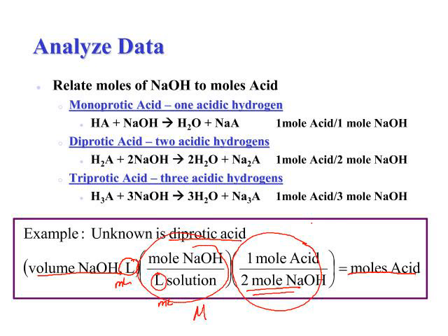More likely, though, you will be using the MaVa equals MbVb calculation, which you can also do with the di and triprotic acids. You just need to make sure you take into account the different moles of acid or base.